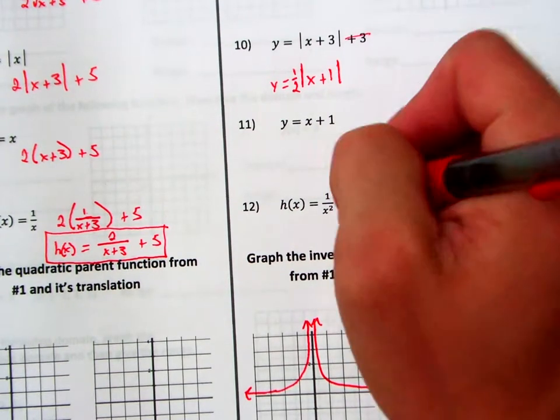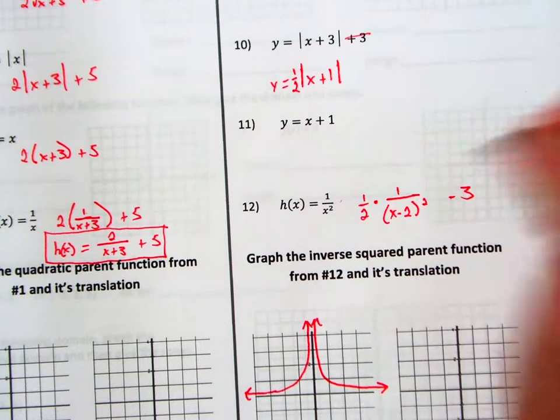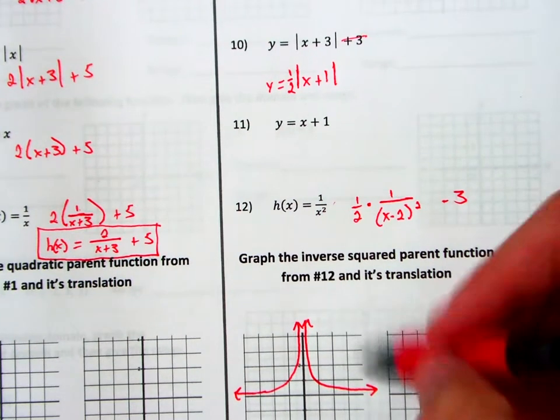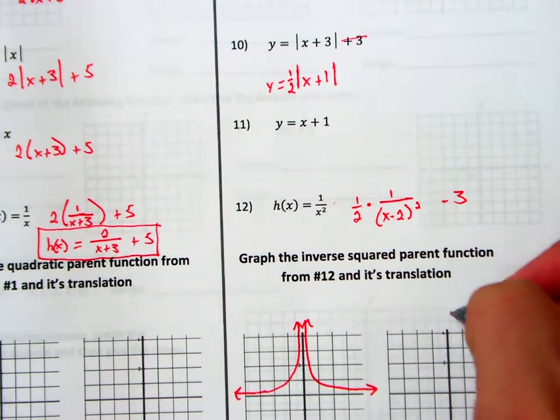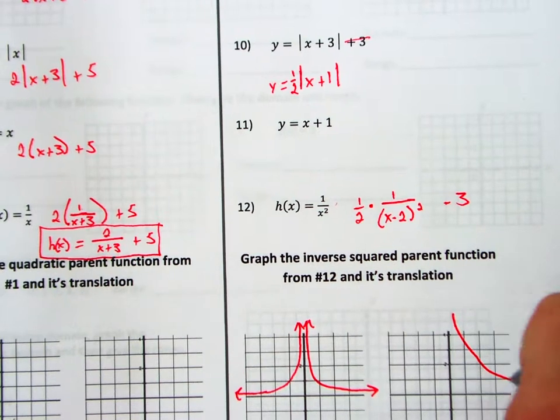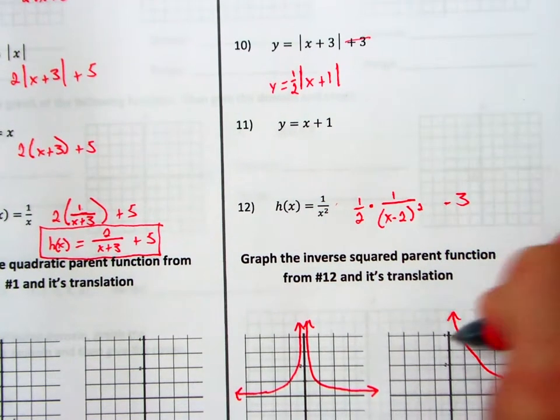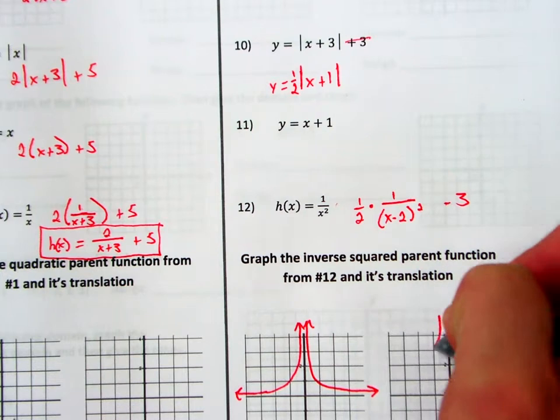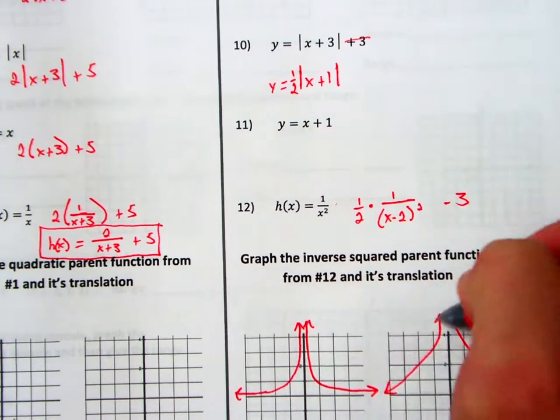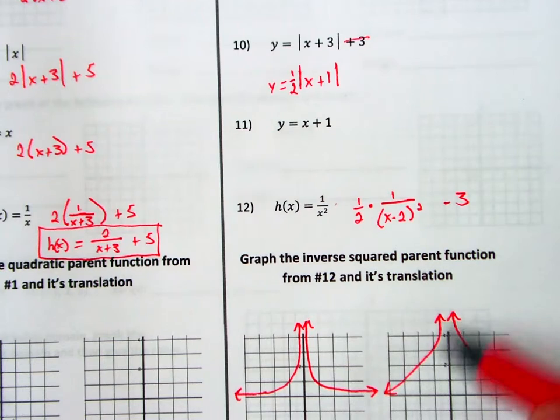And then there's also a vertical compression of 1/2. Now I don't expect everybody to get this totally right, but pretty much it's just going to be wider than it was before. And that's the main thing I want to get out of this. That's a terrible graph.